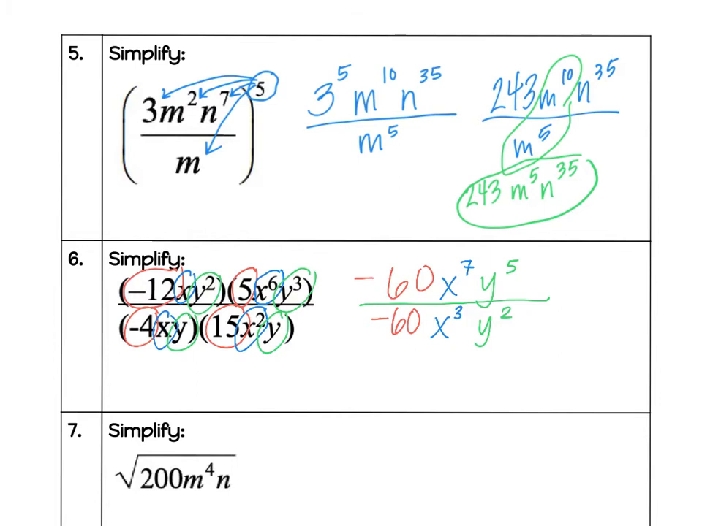With the x's, we have x to the 7th and x to the 3rd. So we're going to subtract, and our remainder is going to be in our numerator. So we're going to have x to the 4th in our numerator. And then with our y's, we have y to the 5th and y to the 2nd. So we have a remainder of y to the 3rd, and that is in our numerator. Okay, we can simplify one last time, and that's getting rid of that 1 in the denominator. So our answer is x to the 4th and y to the 3rd.